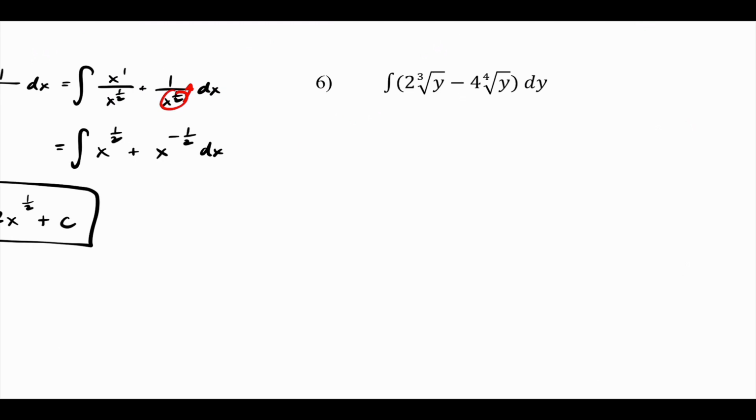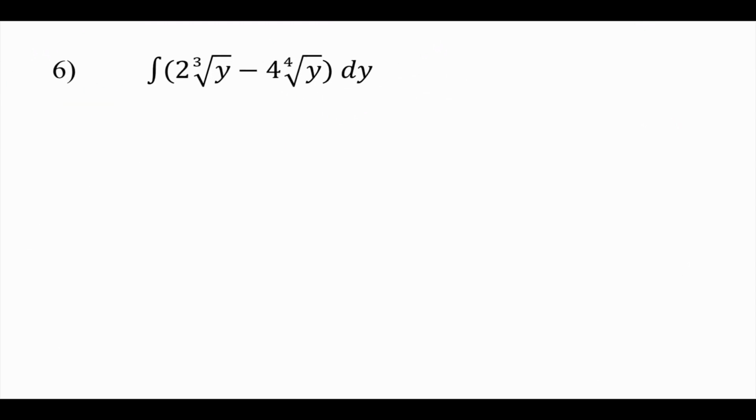All right, number 6. So now they're using y's instead of x's. It doesn't change anything. They use a different letter. So what do we do here? What's the first thing we're going to do here? Change the roots to powers, right? So it's going to be 2y to what power? 1/3. Good. 1/3. Minus 4y to the 1/4 dy.